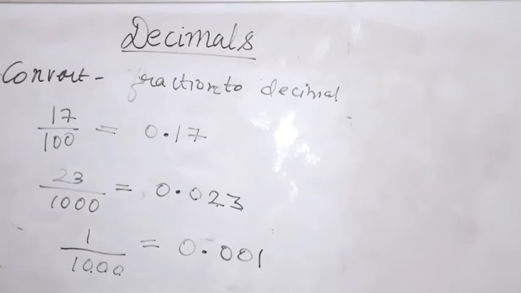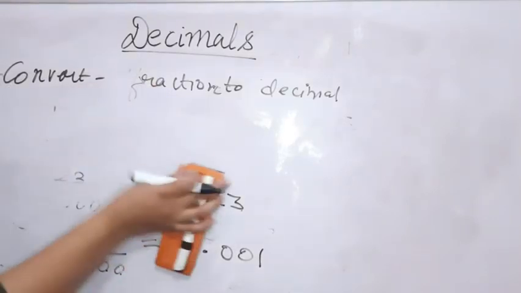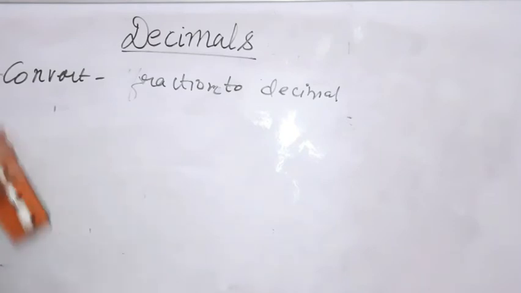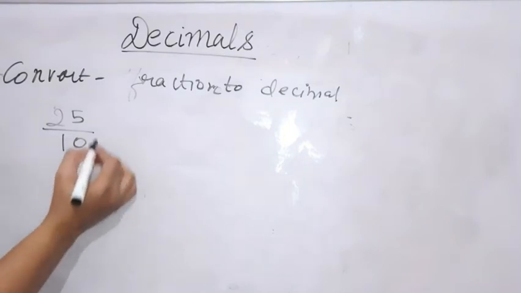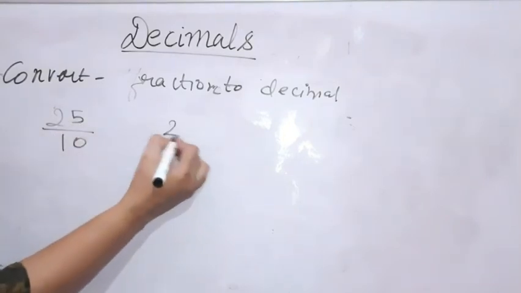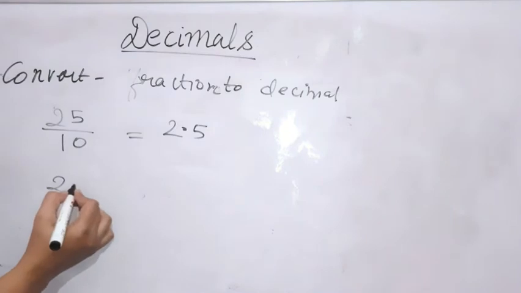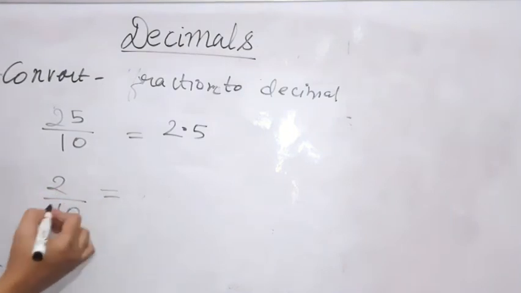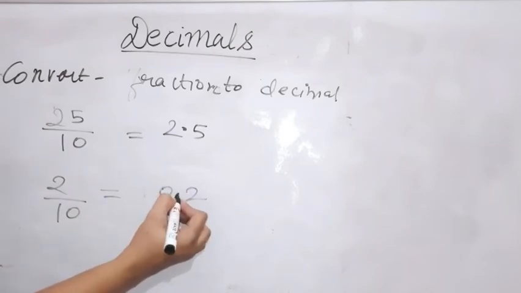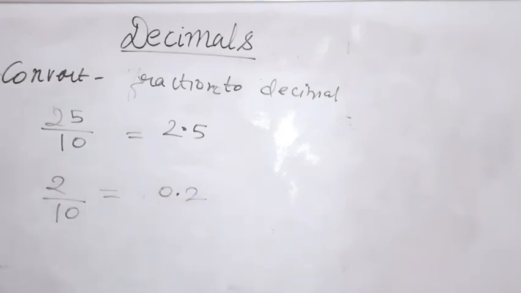These examples were based on the denominators 100, 1000 or 10. If you are getting 10 as the denominator, how will you convert? I want to show you that also. If it is 25 upon 10, that means place the decimal point before one digit. It will be 2.5. If it is 2 upon 10, then we have to place the decimal point before one digit, so it will be 0.2. Okay students, this was the method to convert a fraction into a decimal.